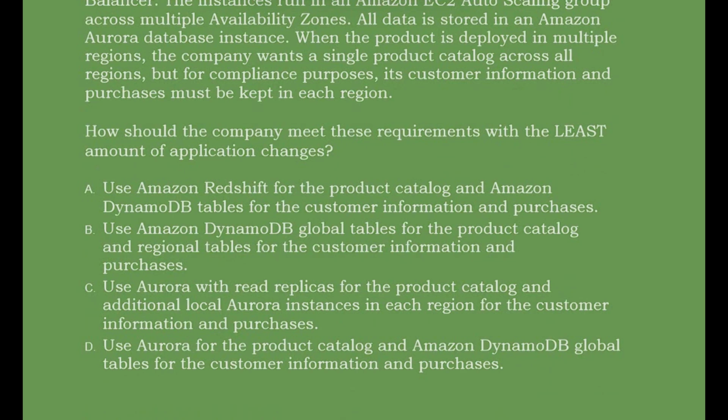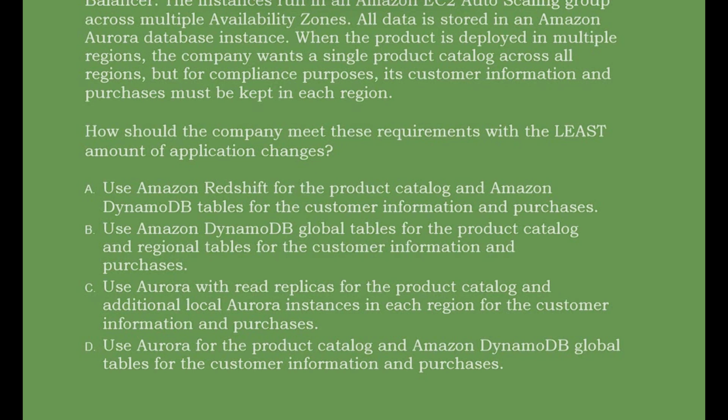Option A. Use Amazon Redshift for the product catalog and Amazon DynamoDB tables for the customer information and purchases. Option B. Use Amazon DynamoDB global tables for the product catalog and regional tables for the customer information and purchases. Option C. Use Aurora with read replica for the product catalog and additional local Aurora instances in each region for the customer information and purchases.